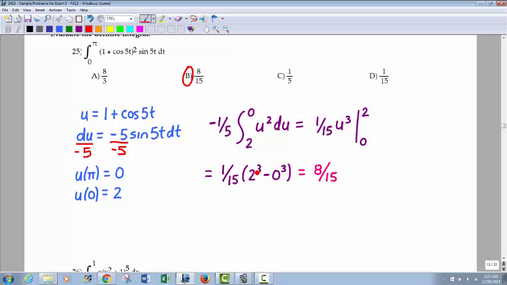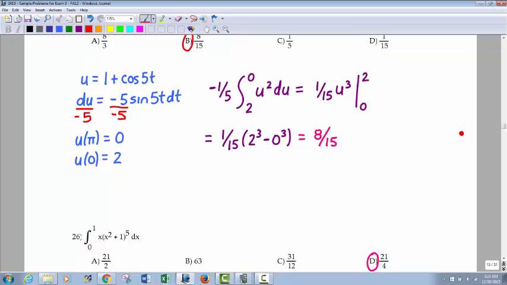2 cubed minus 0 cubed. So 2 cubed is 8. So our answer would be 8 divided by 15.